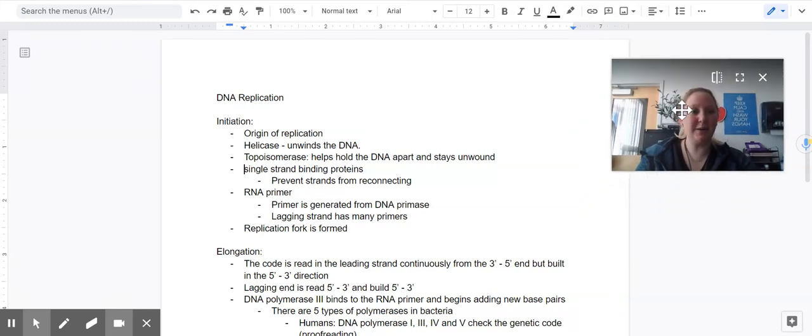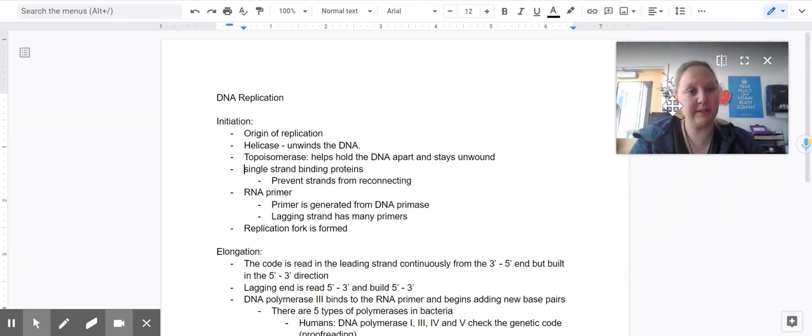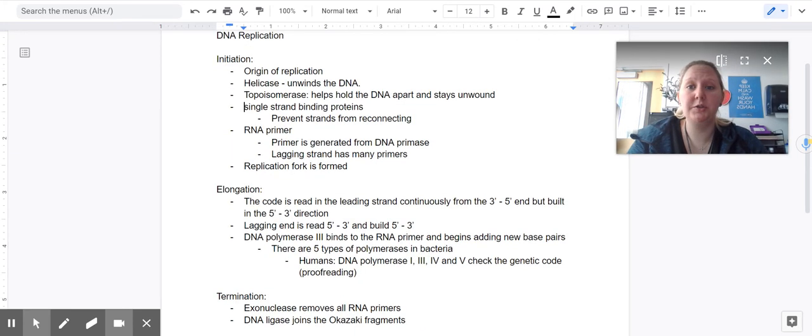Hi guys, so today we talked about DNA replication. So this is a little bit of a cheat sheet on DNA replication and what you'll need to know going forward. So we start with initiation. This is the starting point of DNA replication.